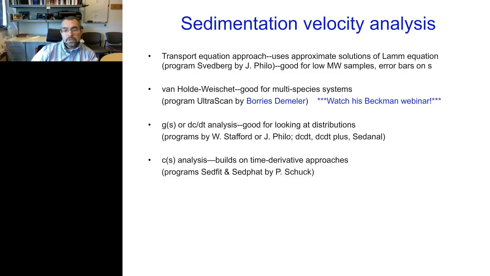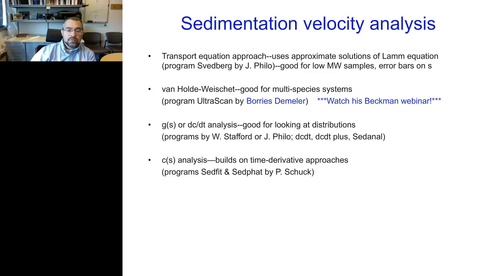Then there's a different class of ways to analyze data, generally called the time derivative approaches, g(s) or dc/dt, so in other words, the change in concentration with a change in time. These are very nice for looking at distributions. What I mean by that, I'll show you in a second, is that if you have a solution and you don't know what is in it, and you want to figure out, do I have a monodisperse solution with a single species, or do I have multiple species? These kinds of time derivative based methods are very nice because they will give you an output that shows you how many different components are in your sample.